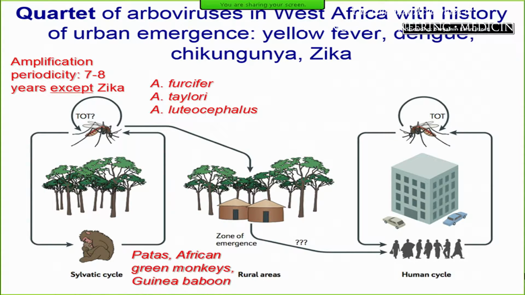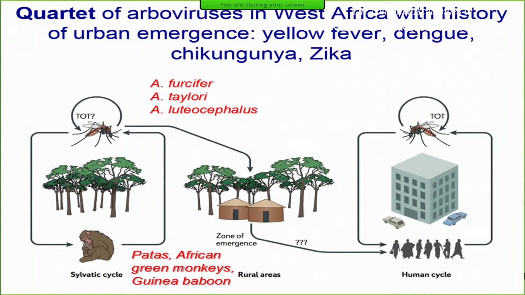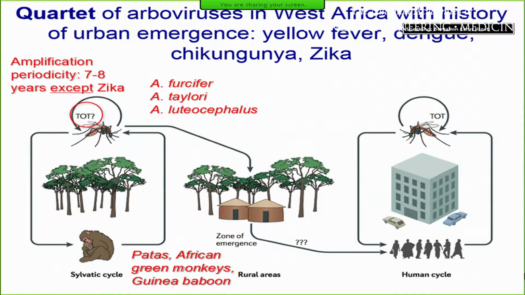And these viruses generally appear in Kedougou only every 7 to 8 years when large numbers of mosquitoes are sampled. But the exception in the quartet is Zika virus, which appears much more frequently. And this suggests that there may be other shorter lived reservoir hosts with faster turnover rates in this part of Africa for Zika than for the other 3 viruses. Another factor could be transovarial transmission, which has been documented by the isolation of Zika virus from male mosquitoes in these forests.